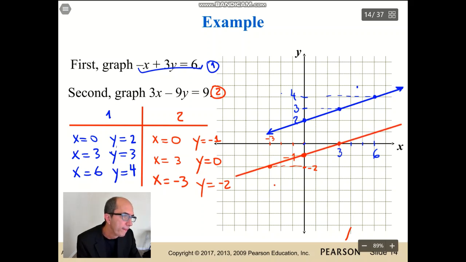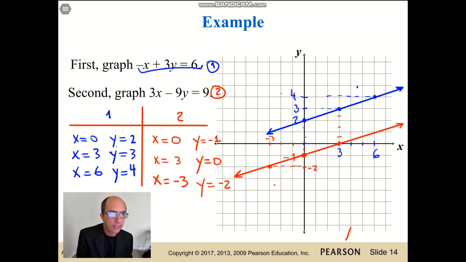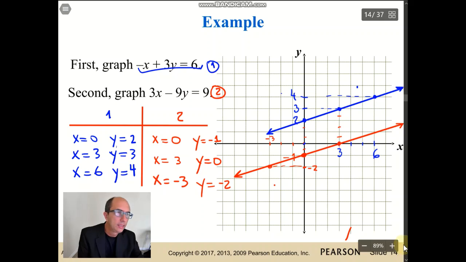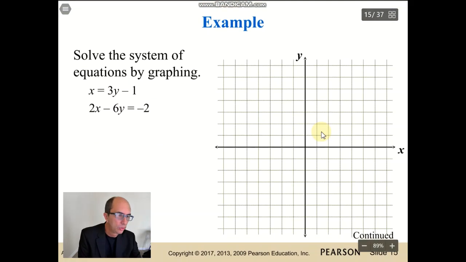Okay. And what can you say about these two lines? They seem to be parallel lines, right? See, 1, 2, 3 units, 1, 2, 3 units. They seem to be parallel lines. One thing that you can do to confirm is to find the slope of each equation. But since the lines are parallel, they have no intersection, so the system has no solution.